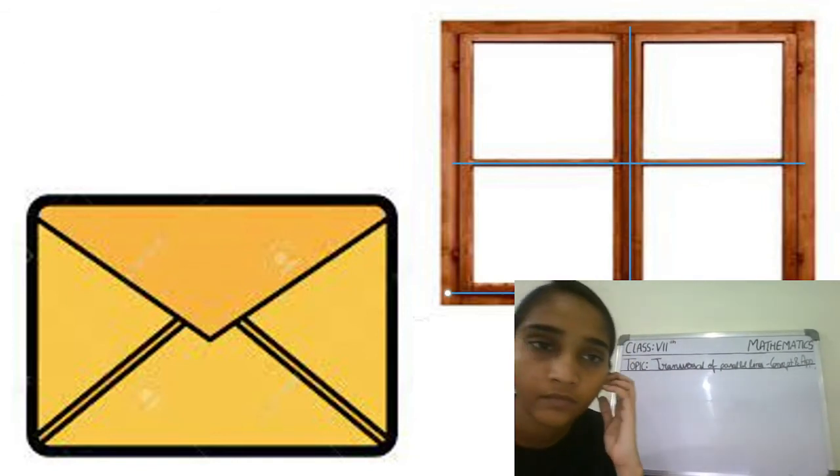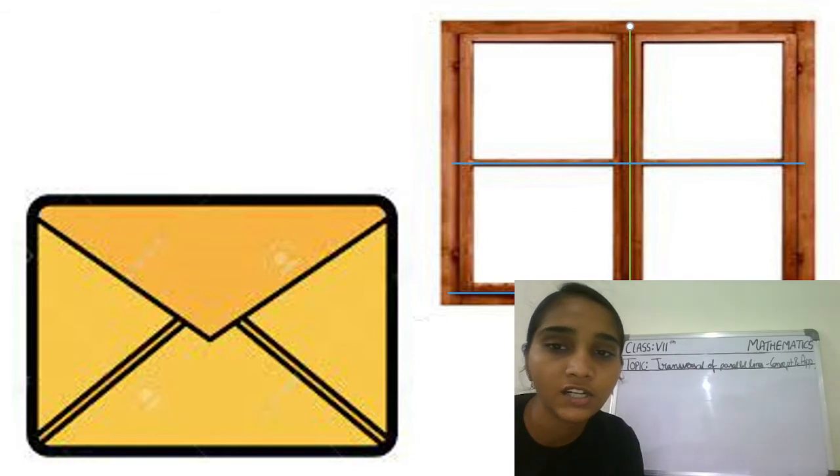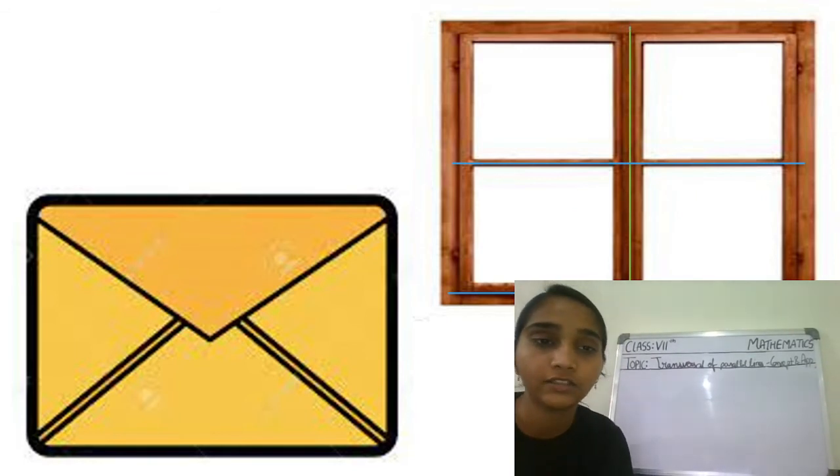Let me change the color of this so that you can see it: the green color is the transversal for the blue color parallel lines. Okay, very good students. So now let's move ahead.